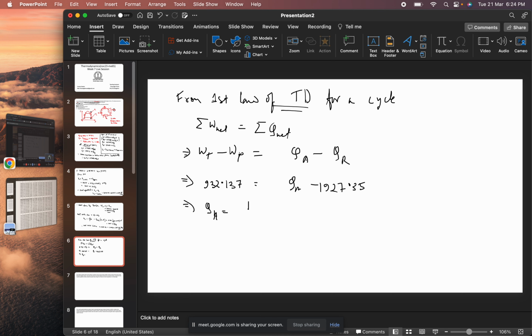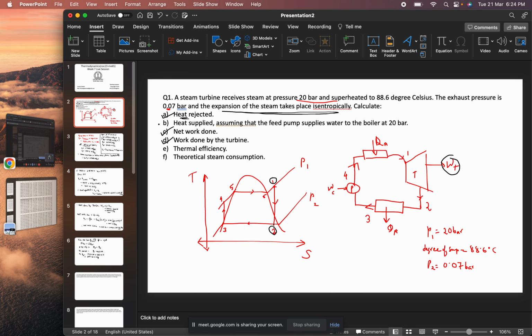So from here I get Q added equal to 1927.35 plus 932.137. So you will get 2859.487 kilojoule per kg. So we have got the fourth quantity.